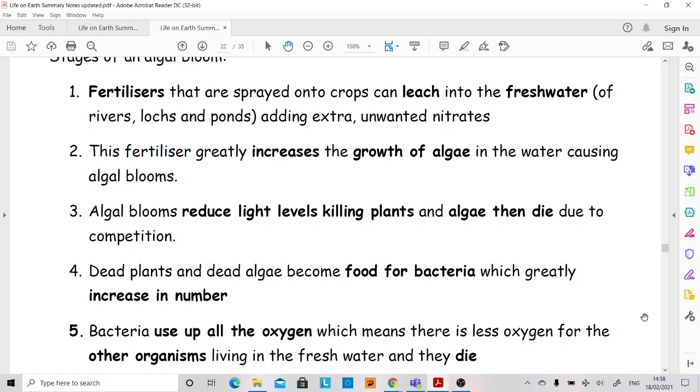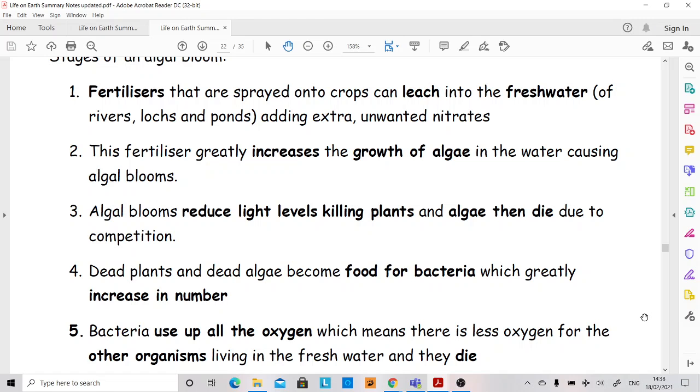Algal blooms reduce the light levels because the algae is sitting on top of the water and it stops the light getting down to the plants underneath. And those plants then die because they can't do photosynthesis. And the algae then die due to competition because they're all growing so rapidly, they're competing with each other. All these dead plants and dead algae then become food for bacteria, and the bacteria numbers massively increase.